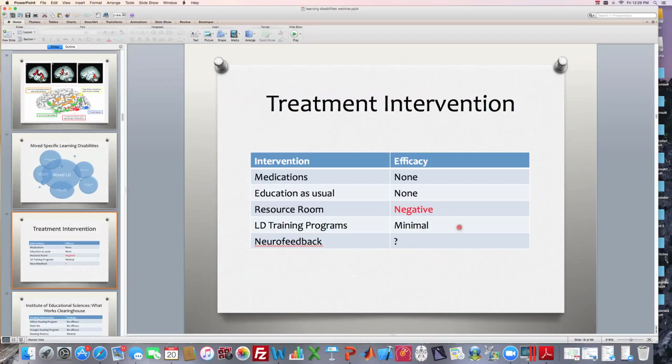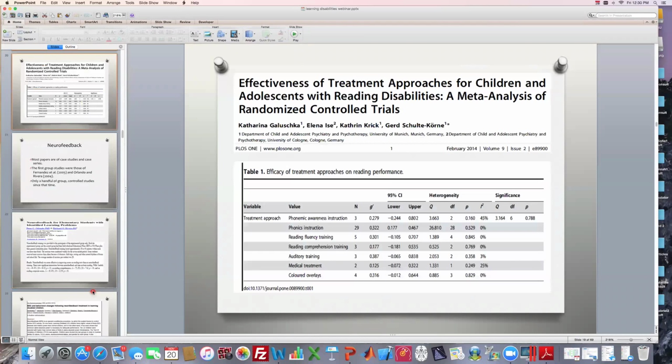Even well-known programs like Fast Forward, Linda Mood Bell, and Orton Gillingham applied to dyslexic individuals can have some benefit over lots of intensive therapy over a long period of time, but even that level of benefit has been shown to be fairly mild. And then, of course, we want to know about neurofeedback. In fact, there's very little research done demonstrating that neurofeedback can be effective for learning disabilities either, although there are a handful of studies that we will talk about.